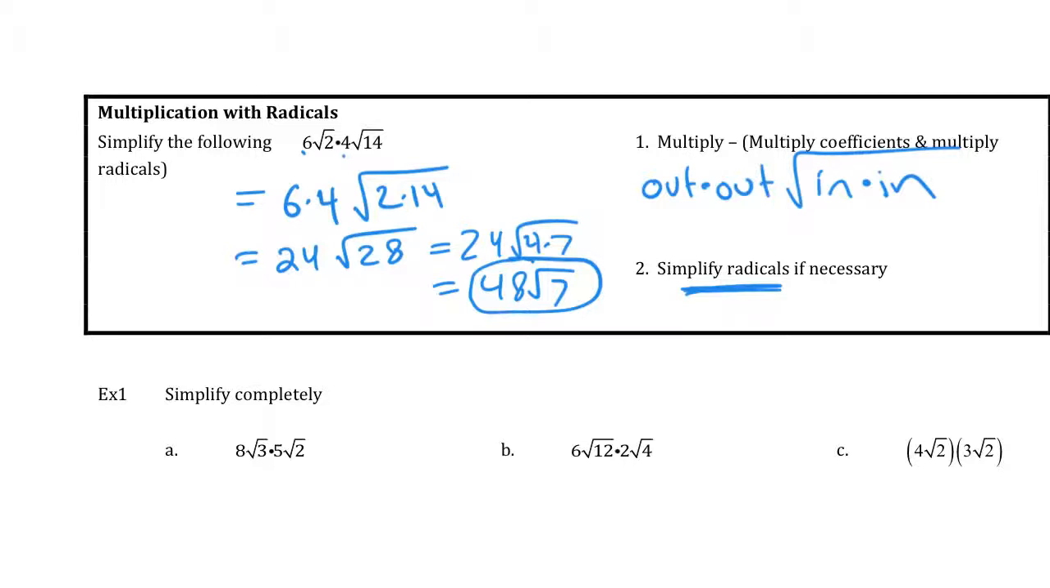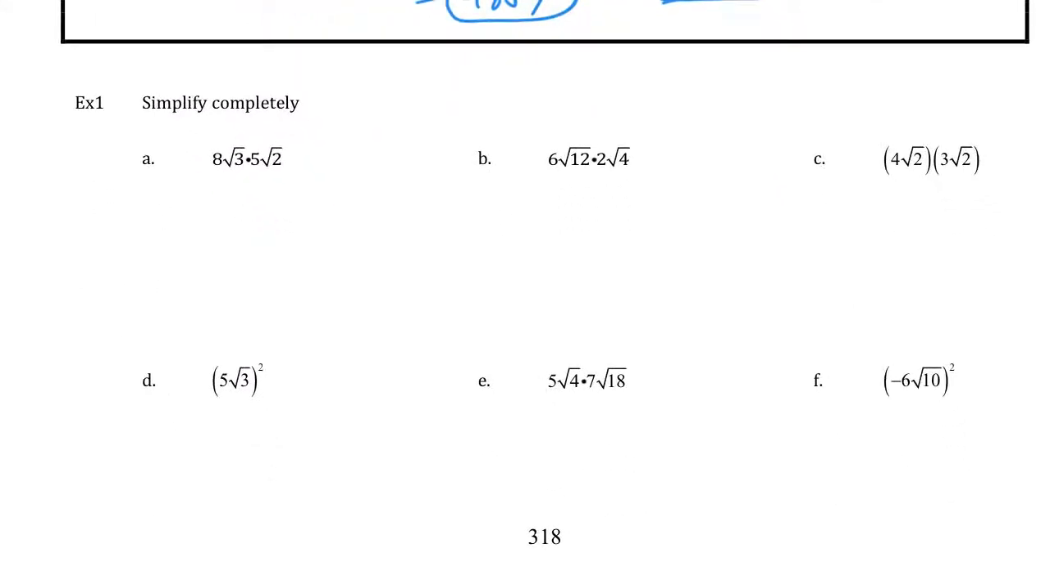So let's do a few examples. Here in example 1, we've got problem A, 8 root 3 times 5 root 2. So if I do outside times outside, I get 8 times 5 is 40. Root 3 times 2 is 6. 6 cannot be broken down into perfect squares, so I'm done.